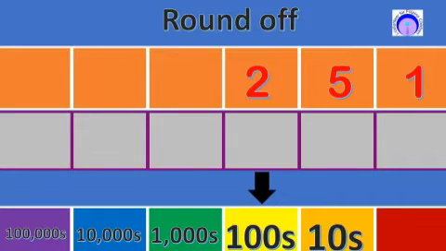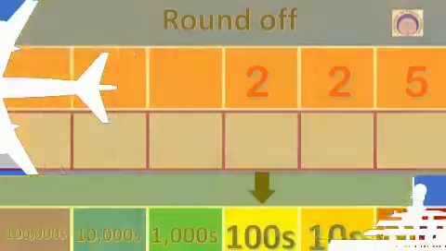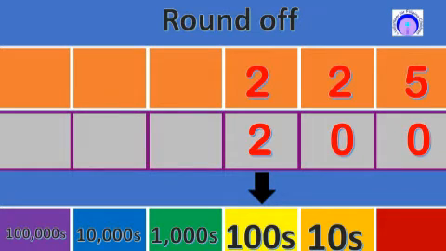Round off this number to the nearest place value indicated by the arrow. The rounded number is. Round off this number to the nearest place value indicated by the arrow. The rounded number is.